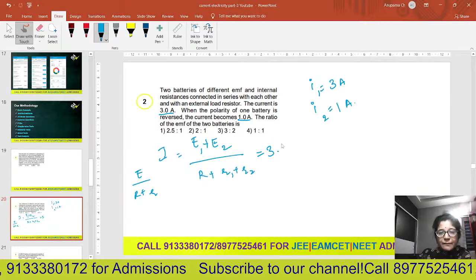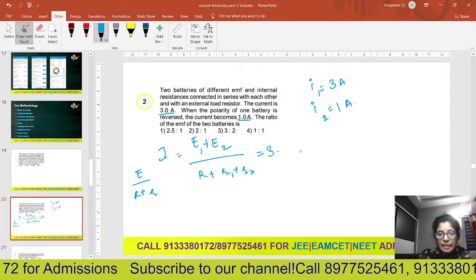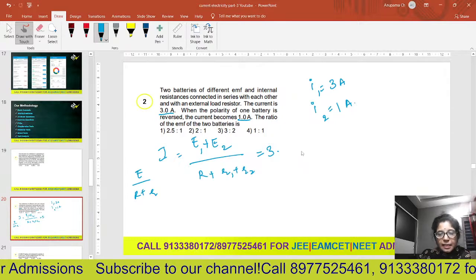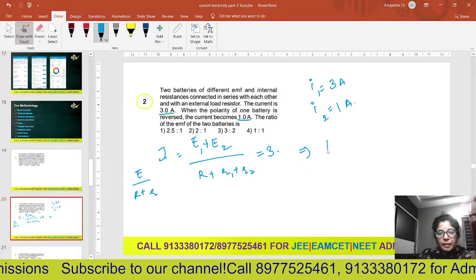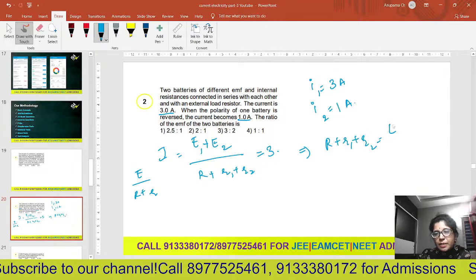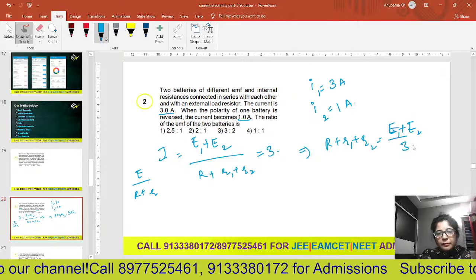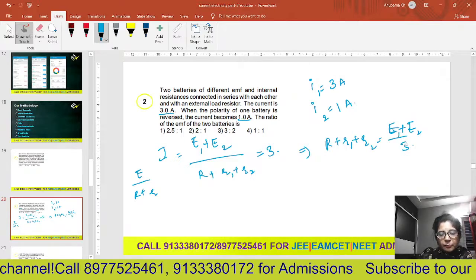Now I can write R plus R1 plus R2 is equal to E1 plus E2 by 3.